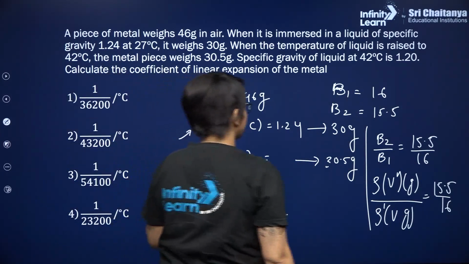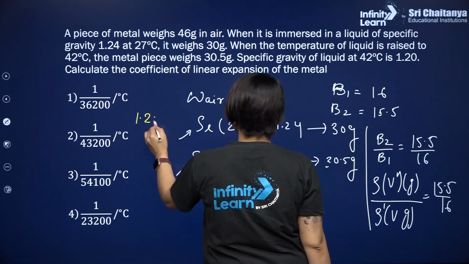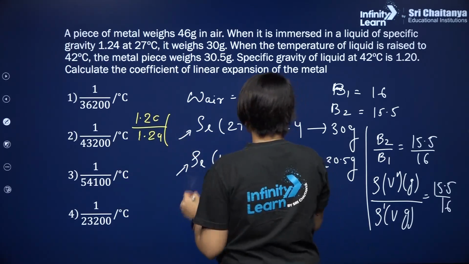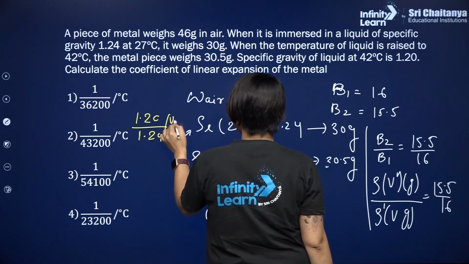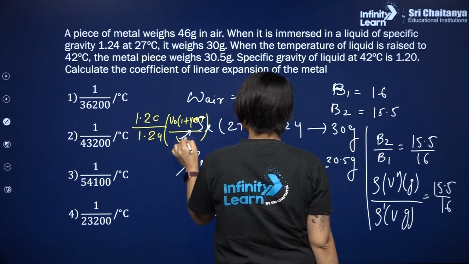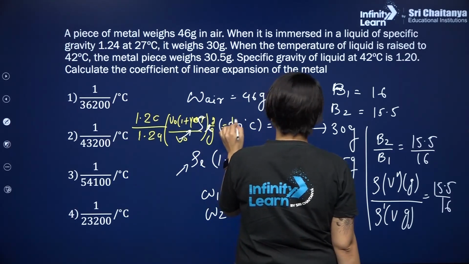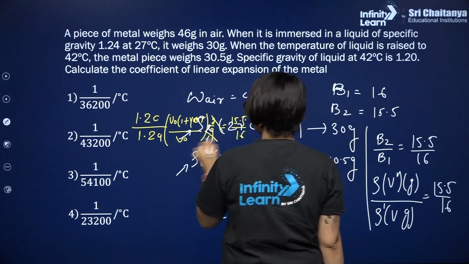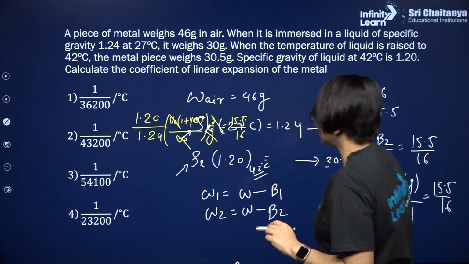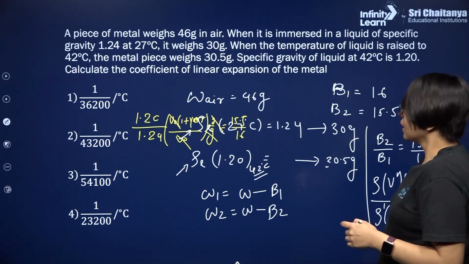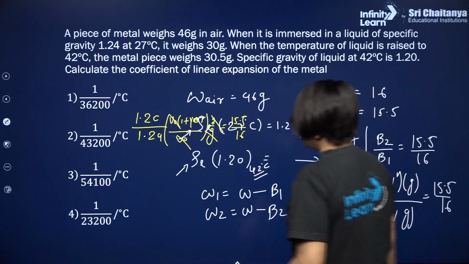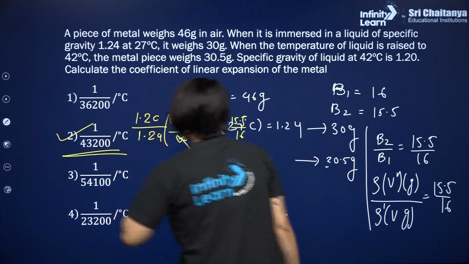Right. So if you put this one as 1.20 divided by 1.24, into volume at 42 degrees Celsius, which is V naught into (1 plus gamma delta T) divided by V naught, into g, and this will give you 15.5 divided by 16. g cancels, V naught cancels, this will cancel. So you will get this expression, and after solving it you will get the coefficient of linear expansion as gamma upon 3, and that is equal to 1 upon 3 to 0 per degree Celsius.